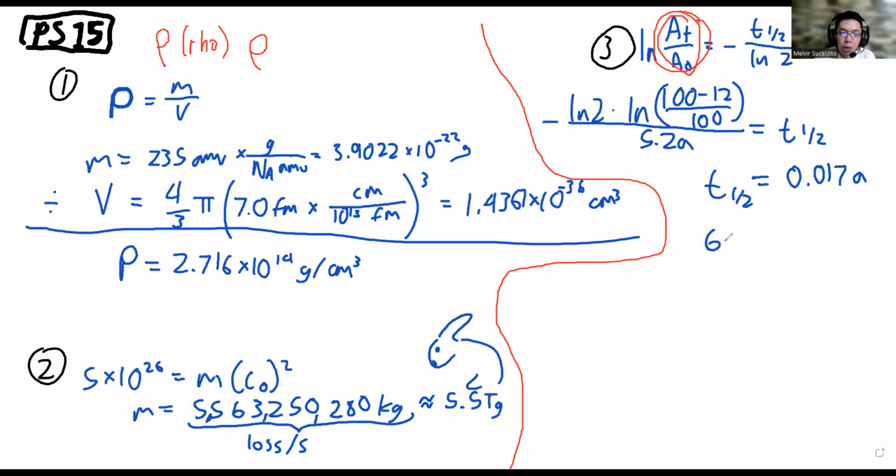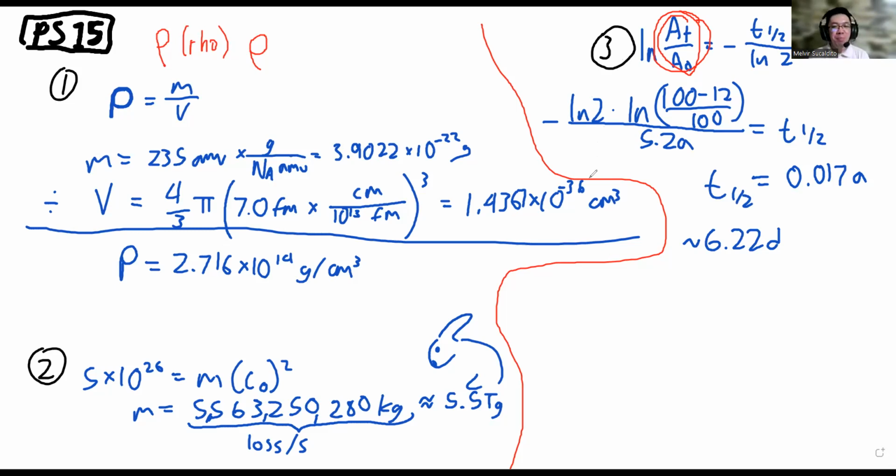Sige, i-double check mo yan. The answer should be... Tignan mo ha, analyze the problem, Josh. From 100 grams, it becomes 88 grams after 5.2 years. So do you think the half-life is 6.22 days?